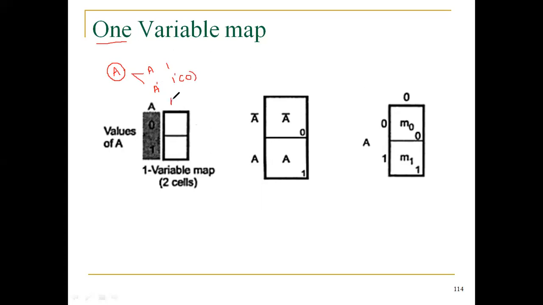So the A bar may be like this. You can represent A bar either with this method or this method, no problem. According to the formula 2 power n, how many cells are there in a single variable map? Since it is a one variable method of reduction, my n is equal to 1, so substituting n equal to 1, 2 power 1 is equal to 2. Therefore, there are two cells.